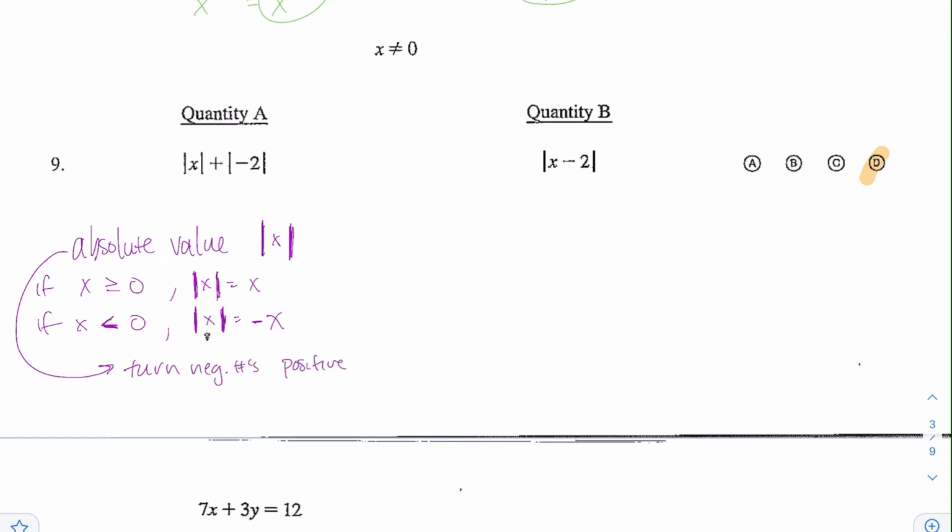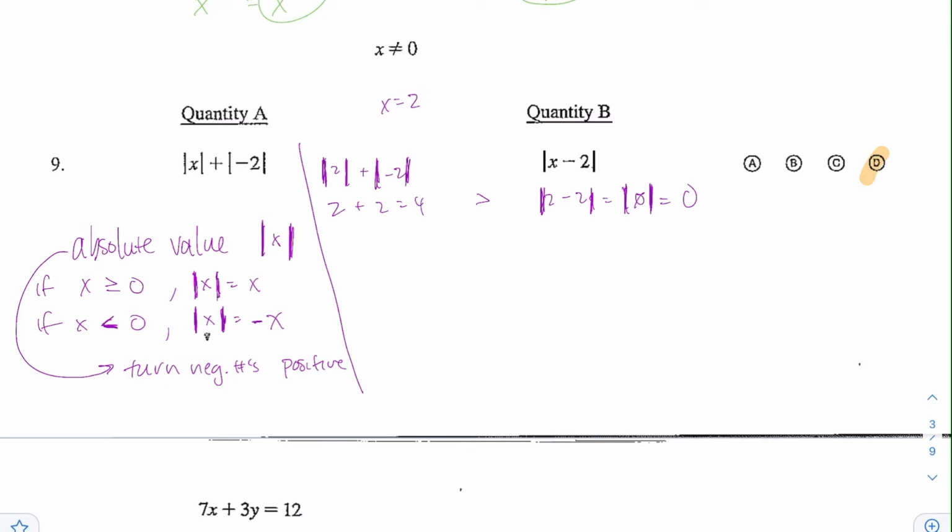Now x can't be 0, so you don't know what x is, but x could be equal to, let's say, 2. So in column B, this will be the absolute value of 2 minus 2, which is 0. It'll just be 0. But in column A, this would be the absolute value of 2 plus the absolute value of negative 2, or 2 plus 2, which is equal to 4. So in this case, column A could be greater. On the other hand, column B might be greater as well.